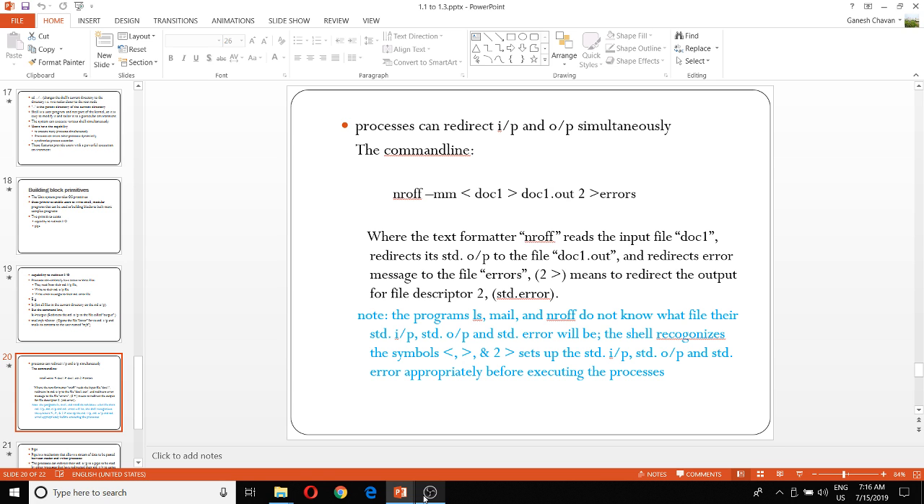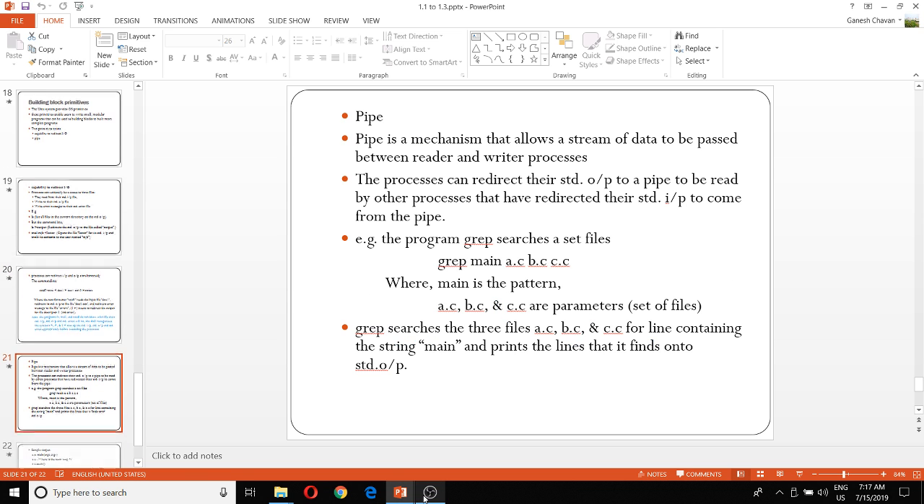The command line nroff < doc1 > doc1.out 2> errors is used for the text formatter nroff, which reads the input file doc1, redirects its standard output to the file doc1.out, and redirects error messages to the file errors. 2> means to redirect the output from file descriptor 2, standard error.